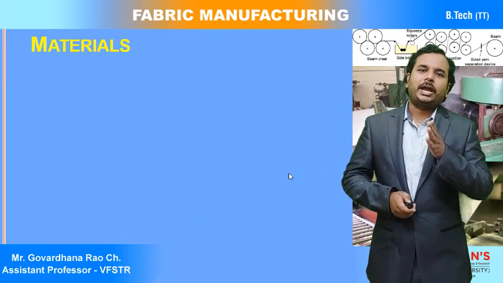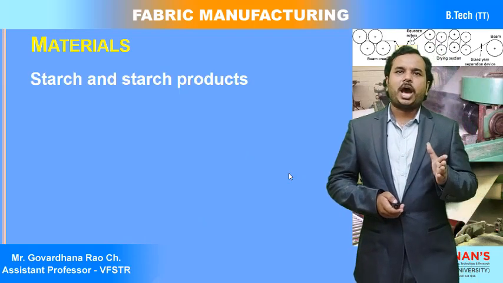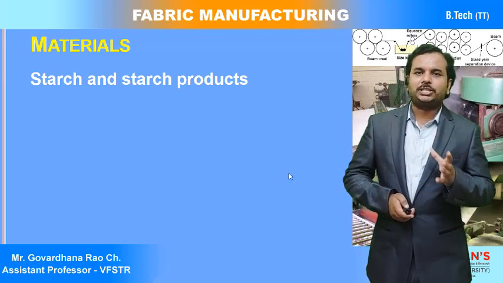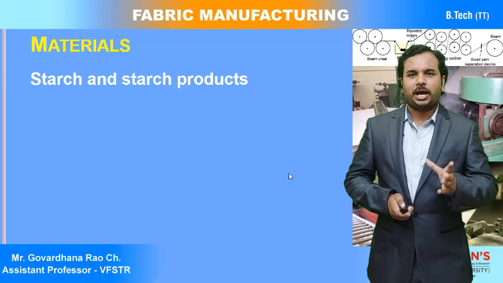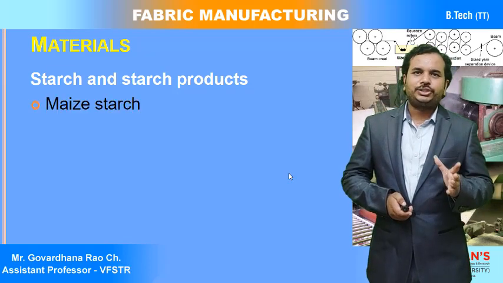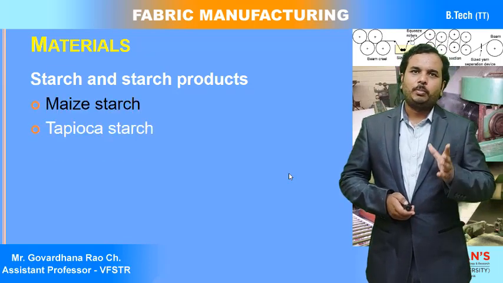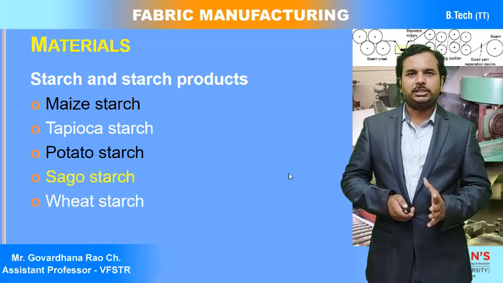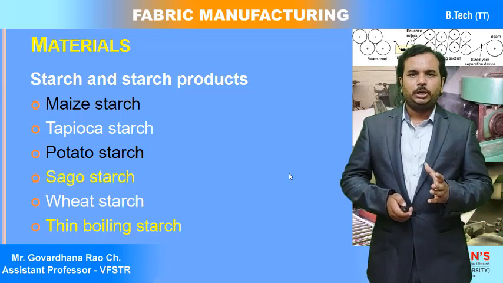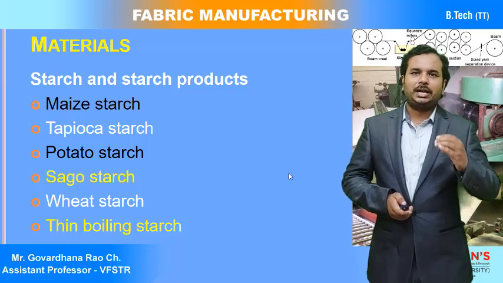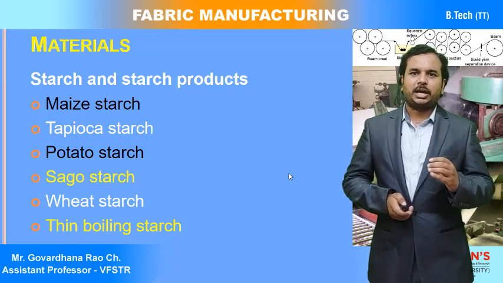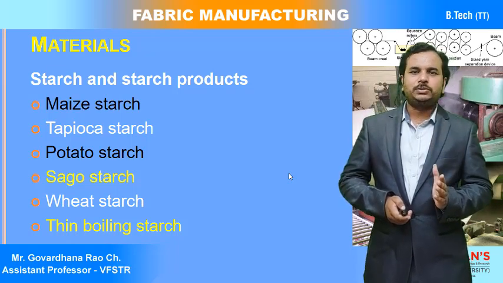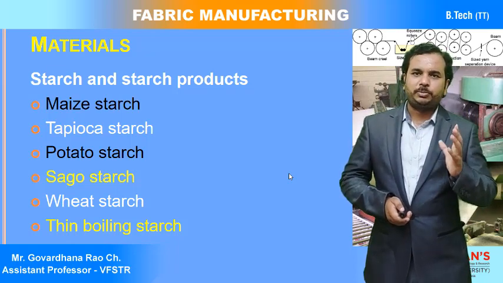Okay, so the adhesives are nothing but the starch and starch products. You can see that examples of starch and starch products are maize starch, tapioca starch, potato starch, sago starch, wheat starch, thin boiling starch. So these starches and starch products will be used as adhesives in the size paste preparation process.